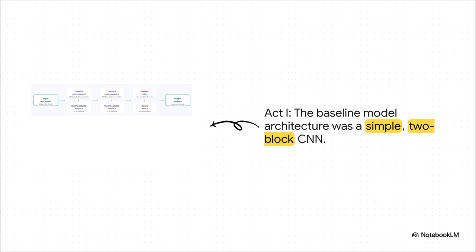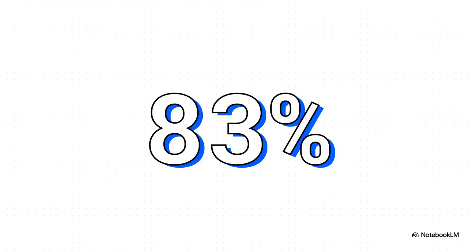You've got to start somewhere, right? For me, that was a super simple 2-block CNN that I built completely from scratch. Look, the goal here wasn't perfection. It was just to prove that the concept was even possible and to get a number on the board. And the result? 83% accuracy. You know, for a first attempt, this felt like a huge win.